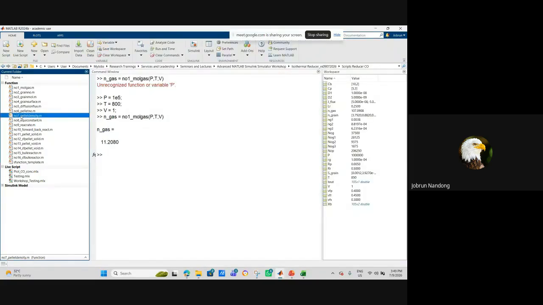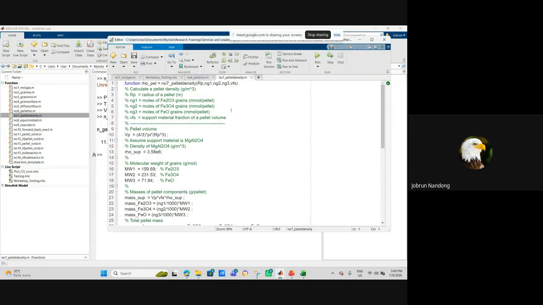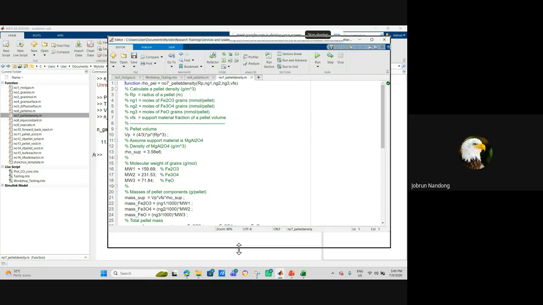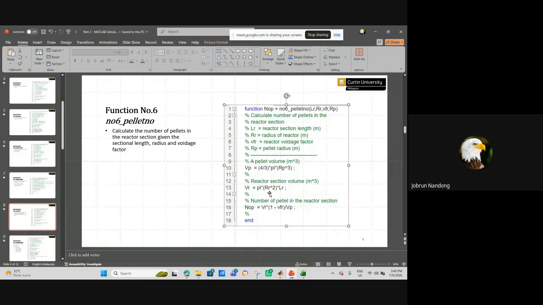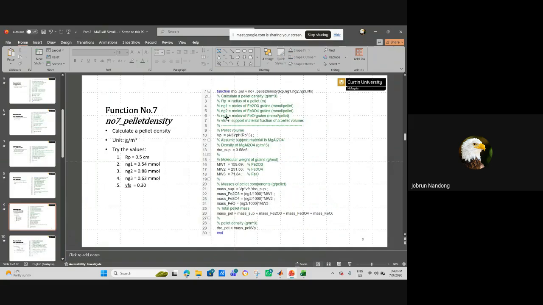Now this one is also important: the pellet density. The pellet density will change with time depending on the different grain composition inside the pellet. When the grain composition inside a pellet changes, the pellet density also changes. So this is number 7, to calculate the pellet densities. There's a bit more description there; again, you can follow it from the slide.